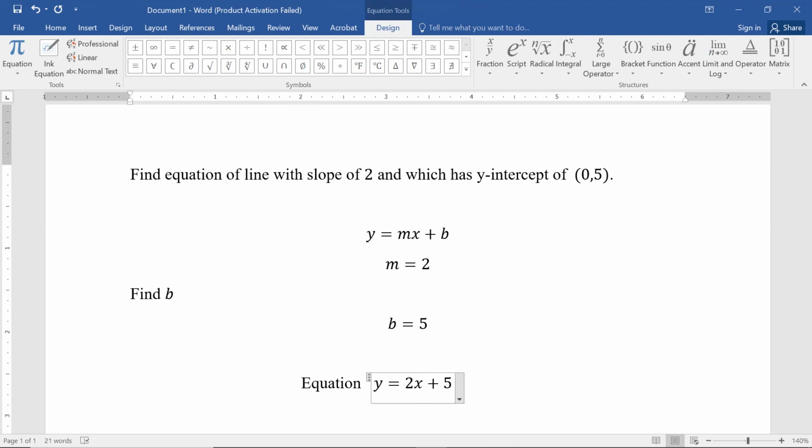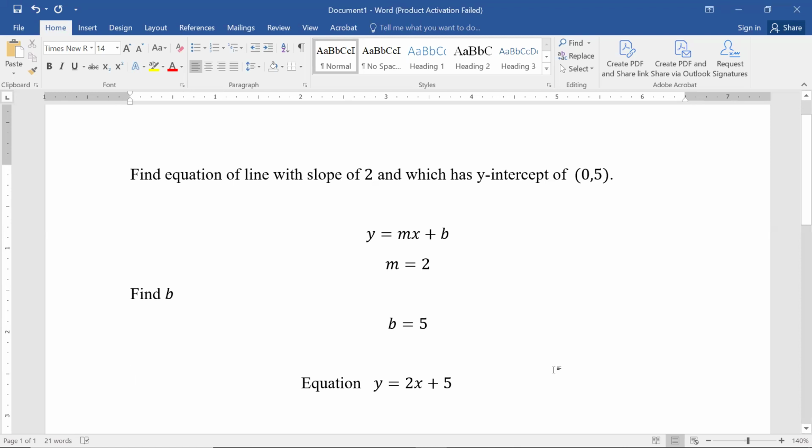Don't forget the y equals part. Some people will write down 2x plus 5. 2x plus 5 is not an equation. y equals 2x plus 5 is.